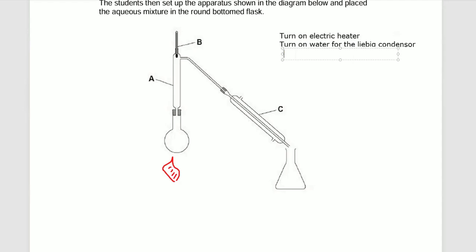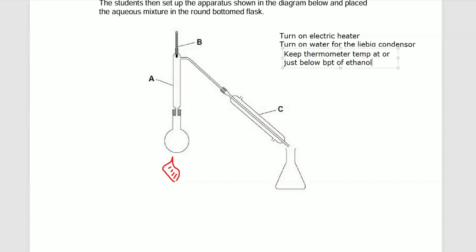Now, what's going to happen is the water vapor and ethanol is going to evaporate and rise up into the fractionating column, which is A. And so there you go. We've labeled A. It's the fractionating column. And then B is the thermometer.